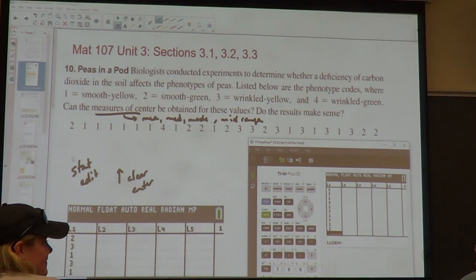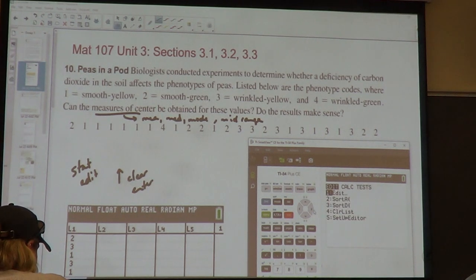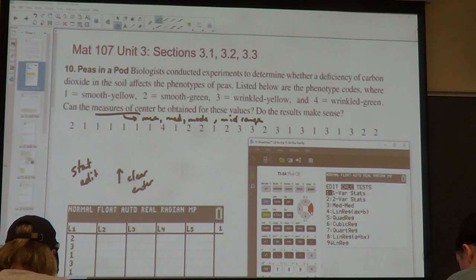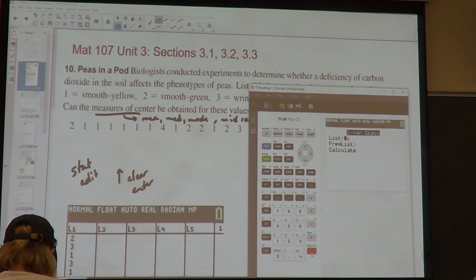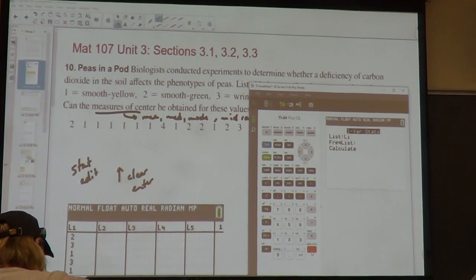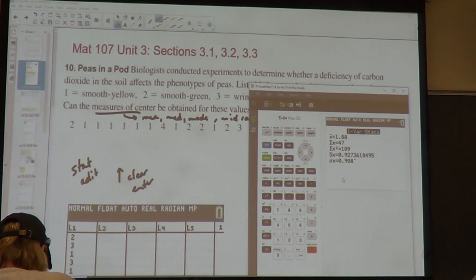So, we did stat, edit, we went to the top, we did clear enter. Now we're going to go back to the stat button, we're going to go over to calculate, because now that we have the data in there, we want to work it out. And then we hit enter. It's already on one, you're good, press enter. And then once you get on top of one of our stats, you're going to hit enter, enter, enter, enter until it gives you the answers.